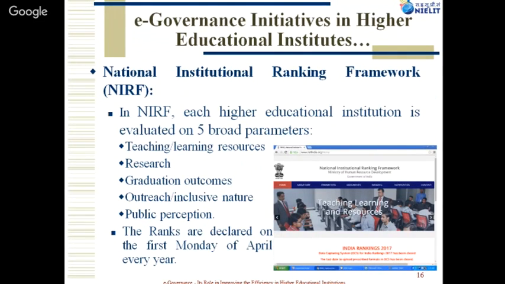Another is NIRF, that is the National Institutional Ranking Framework. One is NAAC, already available in India, NBA, and now NIRF, which ranks the institutes depending upon various parameters, divided into 5 broad categories: teaching, learning and resources is one, research is another, graduation outcomes another, outreach and inclusivity, and last is public perception.